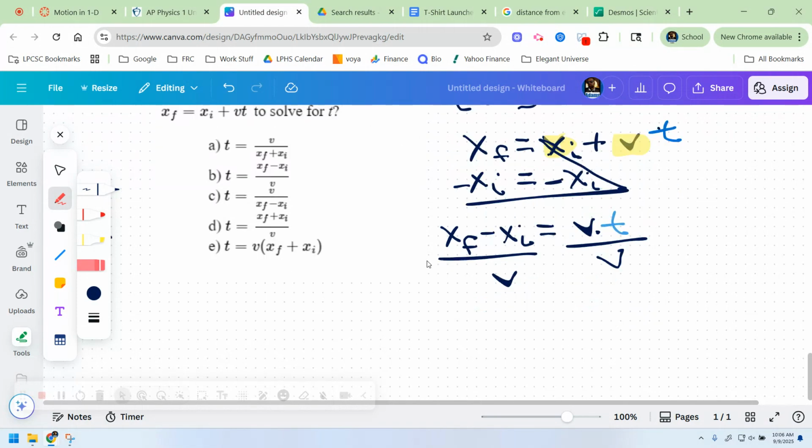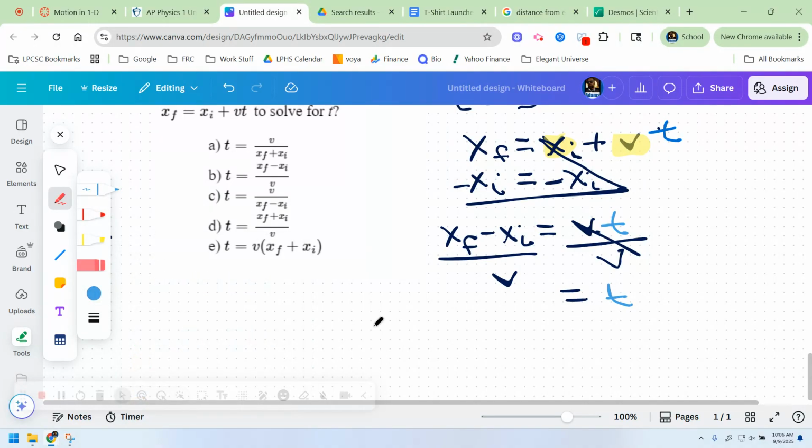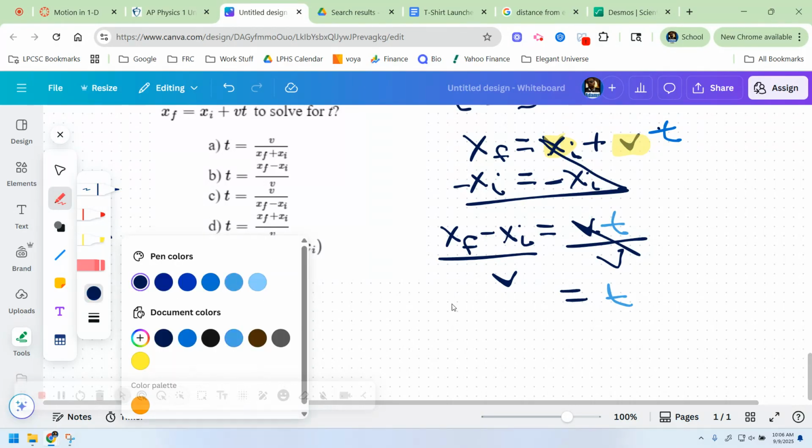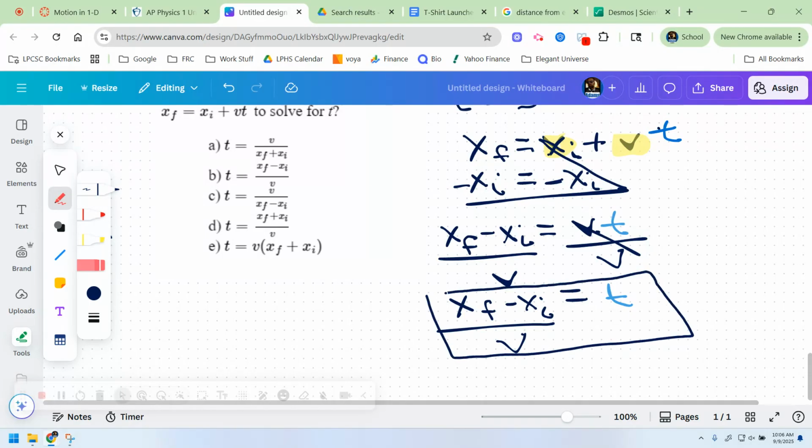So whatever I do on one side of the equal sign, I have to do to the other. V divided by v is just 1. 1 times t is just t. So I get t by itself, which is what they asked me to do. And then on the other side of the equation, I have x sub f minus x sub I all over v. It's got to be subtracted. So t is equal to x sub f minus x sub I all over v. Okay?